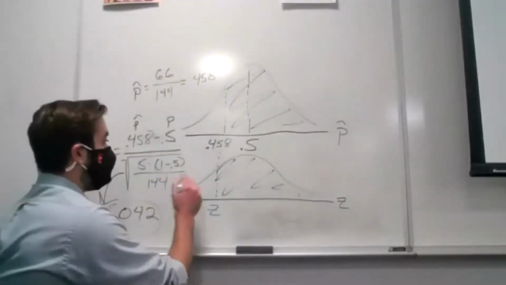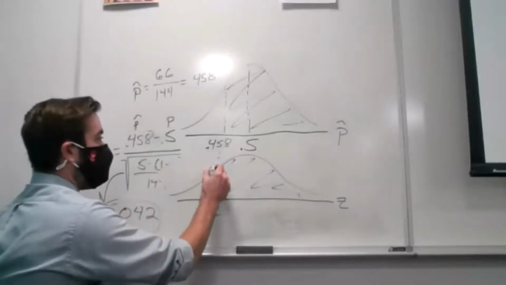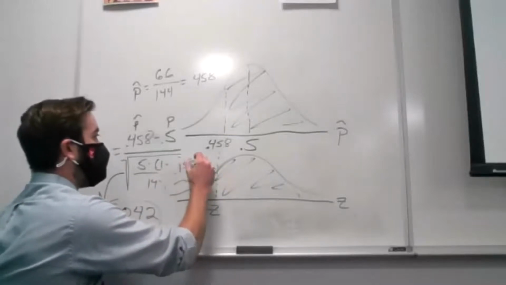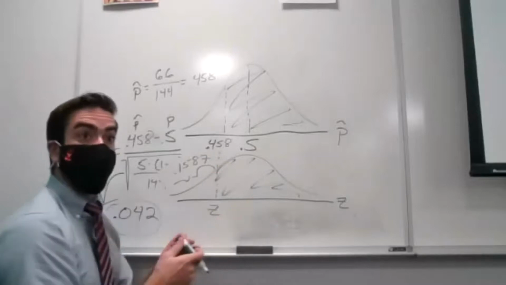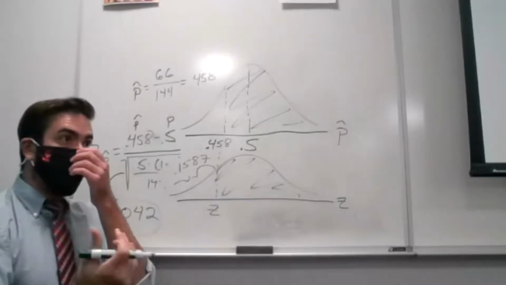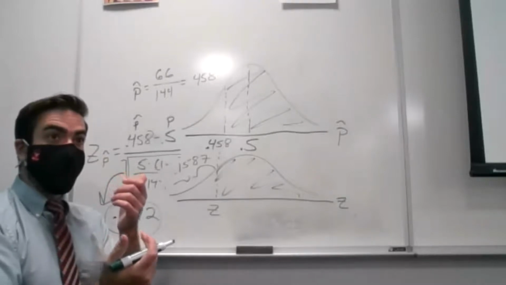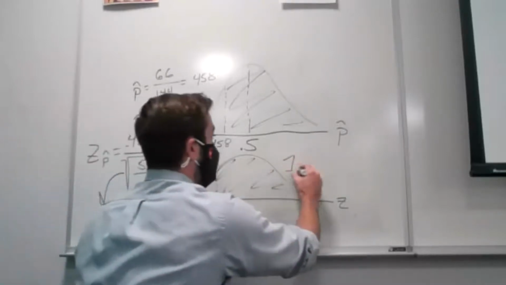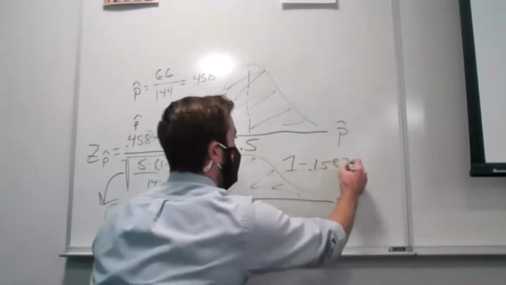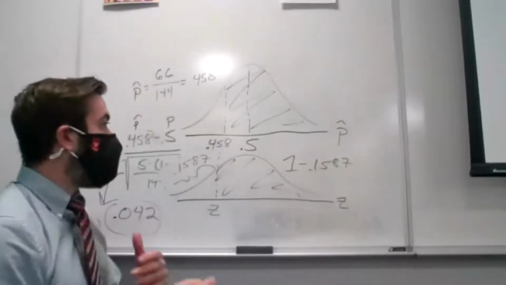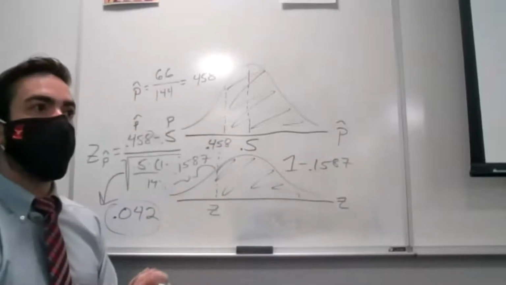So I know that this area is 0.1587, but I wanted the area to the right, so the only other step I have to do is what? Yeah, subtract that from 1. I should get 0.8413. Okay?